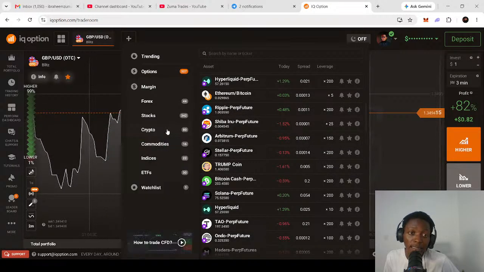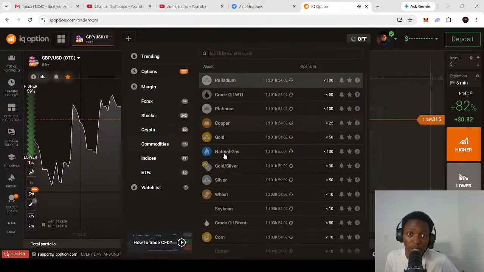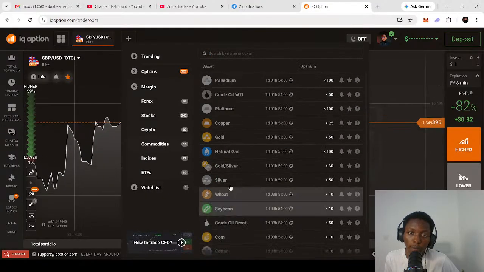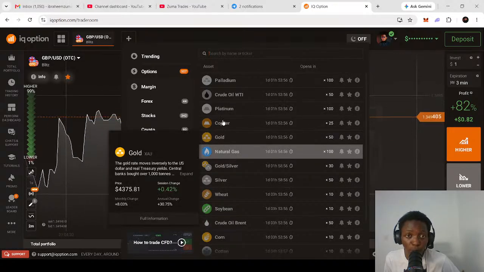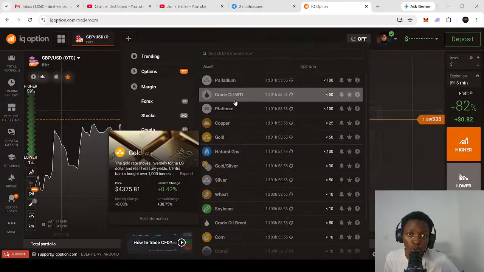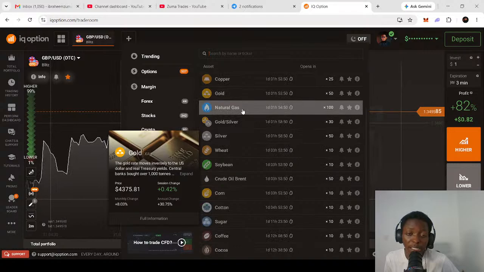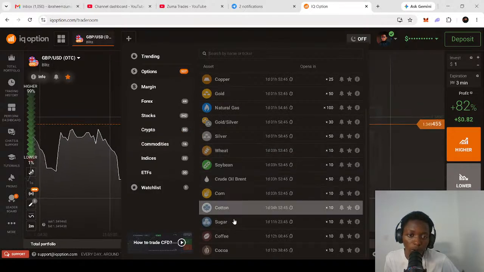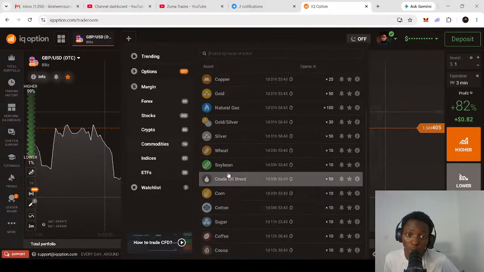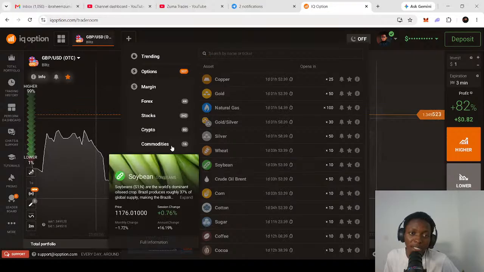And the next thing is the commodities. If you come to the commodities section, you can trade any commodity you want. Here's gold. The market is actually closed. Palladium, crude oil, platinum, copper, and then natural gas, silver, corn, cotton, sugar, coffee, cocoa, soybean, you know, there's wheat. So you can trade the commodities if you wanted to trade the commodities.